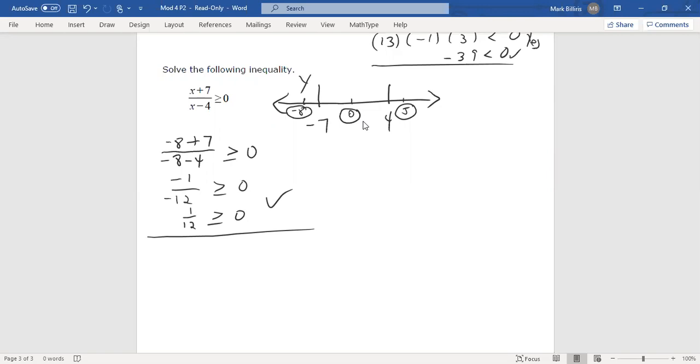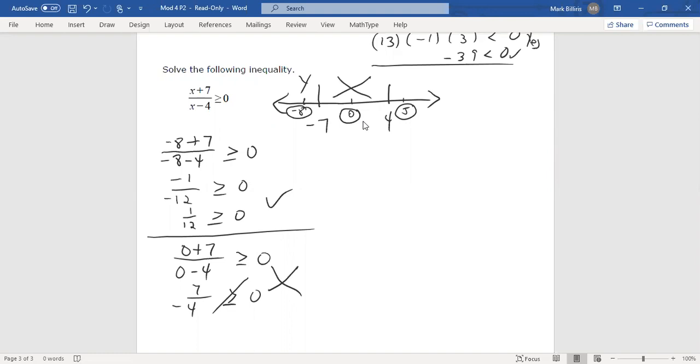Now I'm going to use 0. So I have 0 plus 7 over 0 minus 4 has to be greater than or equal to 0. 0 plus 7 is 7, and 0 minus 4 is negative 4. A positive over a negative is a negative, and it would not be greater than or equal to 0. So this does not work.